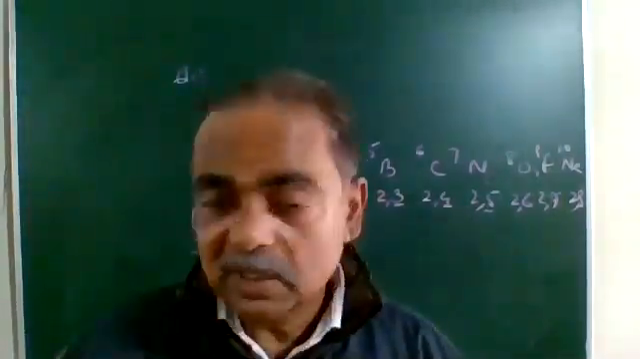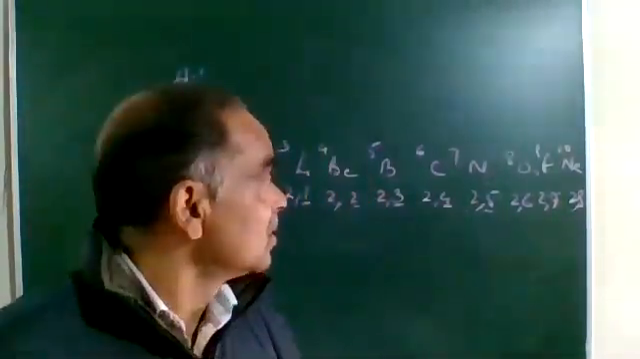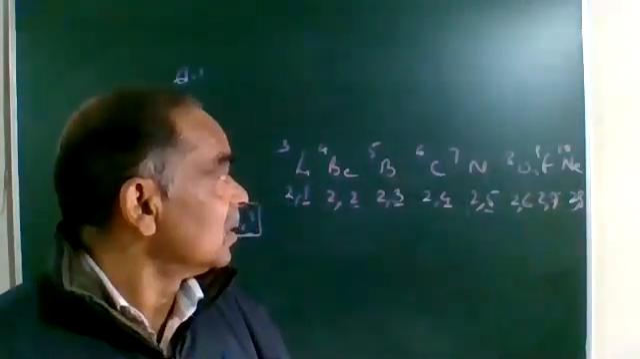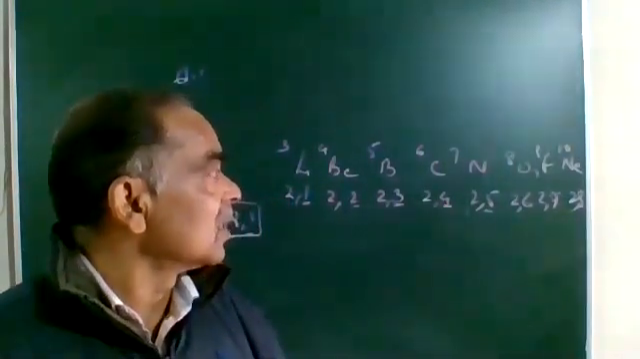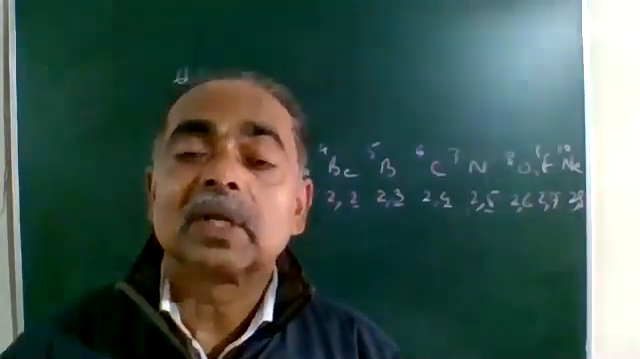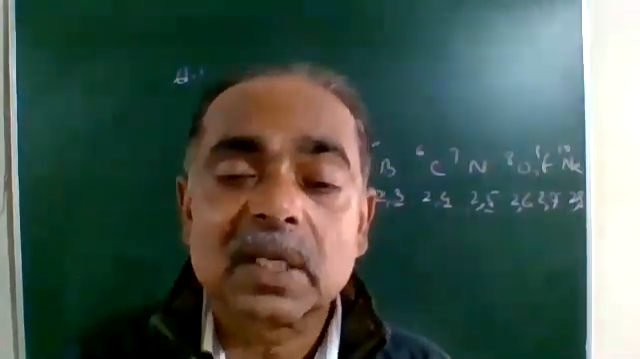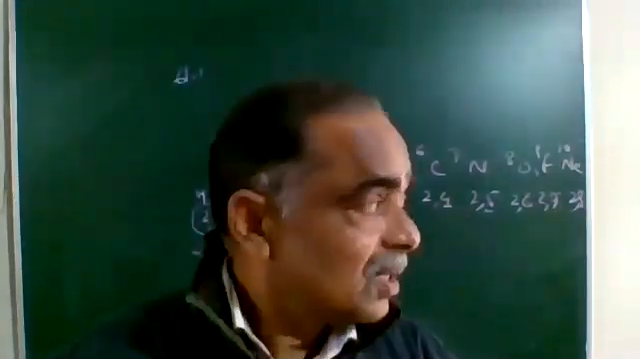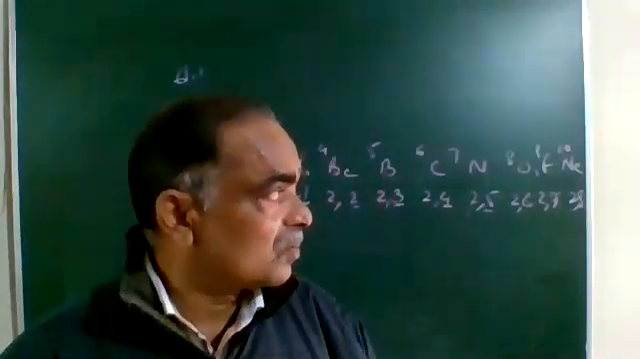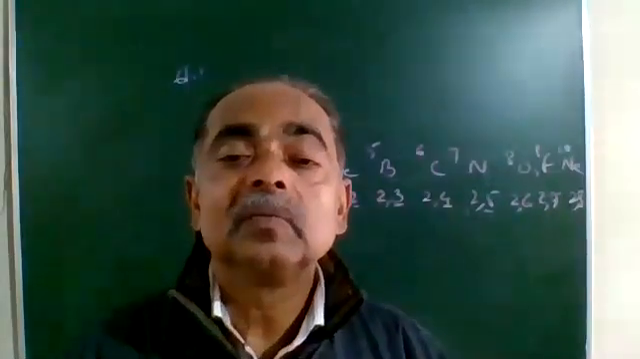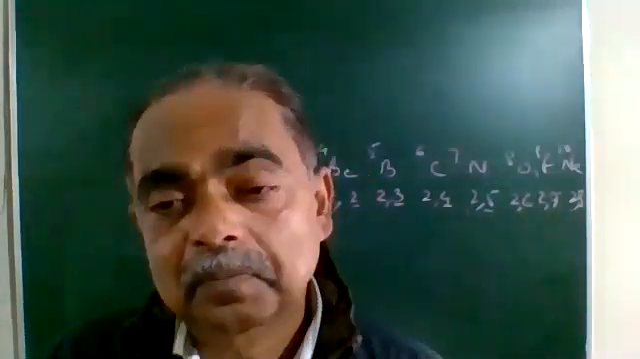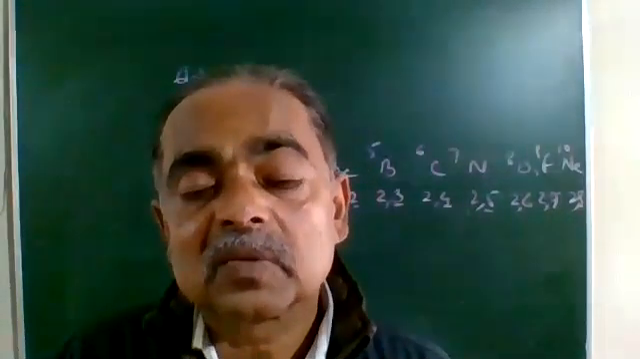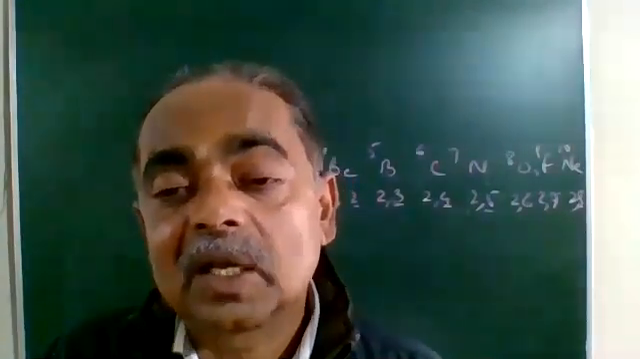I cannot tell you that the size of neon is larger than that of oxygen or lesser than that of some other element. What we can say is that its size is larger than that of fluorine immediately, because the halogens have got the smallest size among that particular period. The halogens are having the smallest size in that particular period.